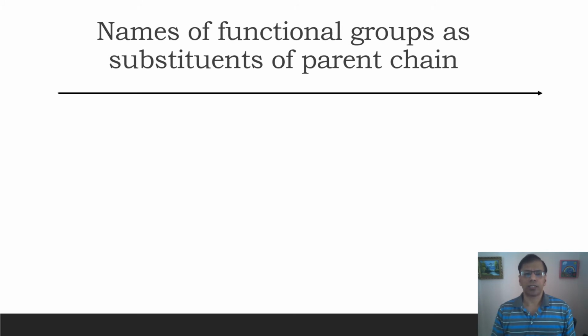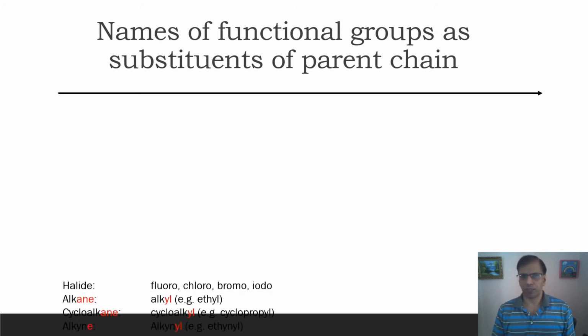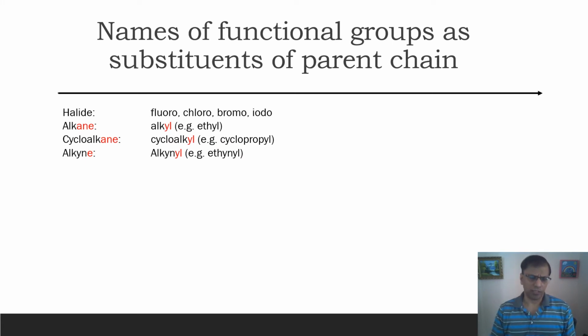So let's see how to name functional groups as substituents of the parent chain. You will encounter different functional groups. The most commonly encountered are halides. Whenever you see a halide, they can be named as fluoro, chloro, bromo, iodo. Iodo is for iodine, and bromo is for bromine. If there is an alkyl chain like ethyl or methyl, they are derived from alkanes. You take the alkane name and replace the ane with yl, and that's how you get the name ethyl. So ethyl comes from replacing the ane in ethane with yl.